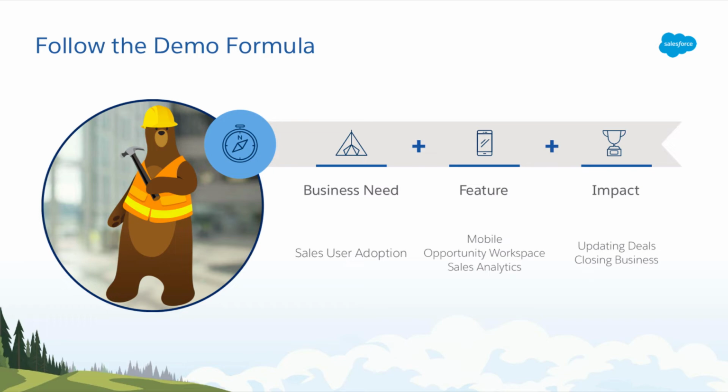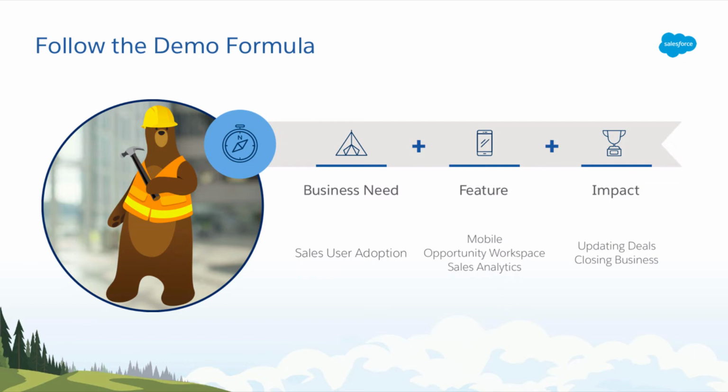And the formula is really simple. Business need plus feature plus impact. So everything that you're showing in your demo should fall into this formula. As an example, let's talk about sales user adoption. Let's imagine that I'm doing a demo internally for sales users to help drive their adoption and their understanding of the Salesforce implementation that we have. So that's my business need, sales user adoption. That's why we're doing this demo. When Rebecca talked about having a focused goal for the presentation, that's our goal. That's our business need.